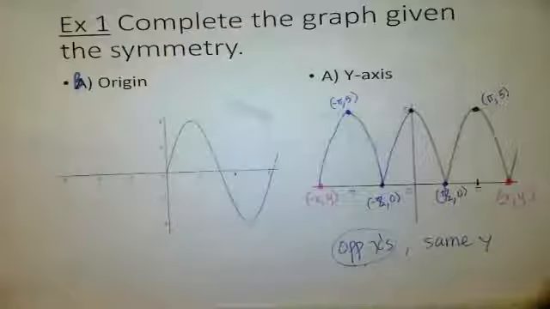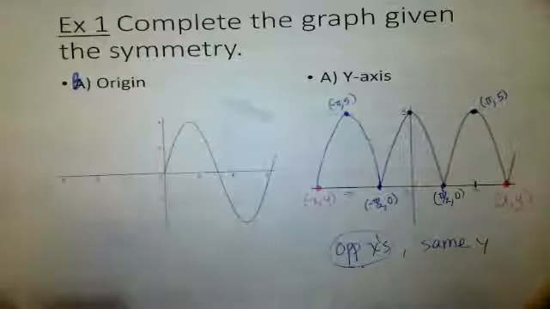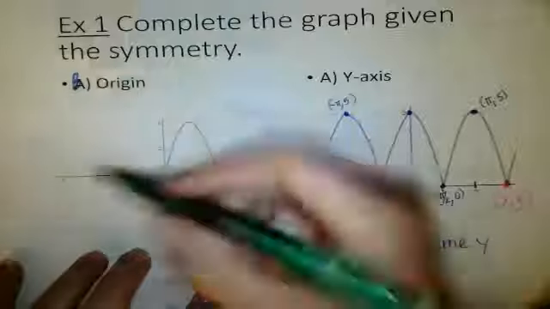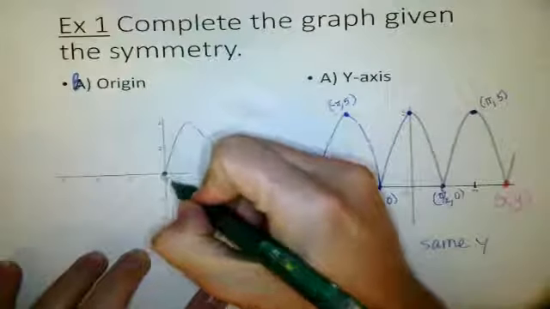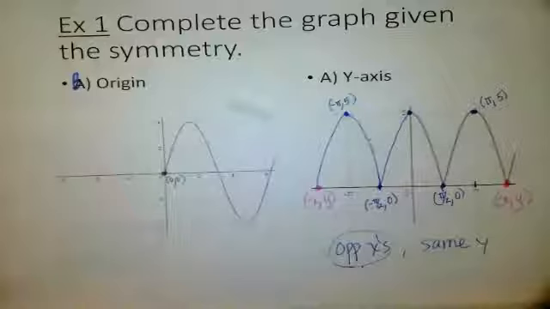Symmetry with respect to the origin is a little more complicated. First of all, I want to point out that this graph starts at 0, 0. In order for a function to have symmetry with respect to the origin, it either has to pass through 0, 0, it must pass through the origin, or it might be undefined at the origin. But usually it's going to pass through the origin. If it goes through 0, 1, it's not going to be symmetric with respect to the origin.